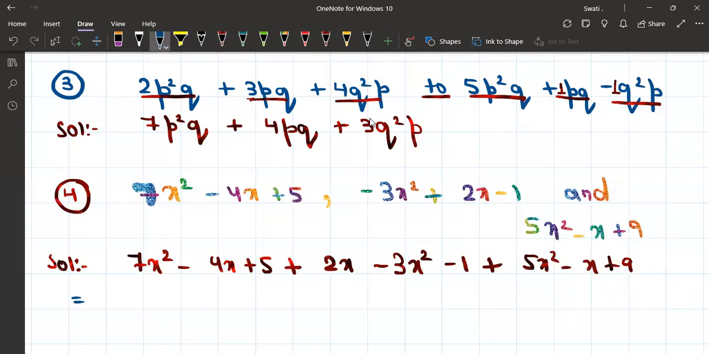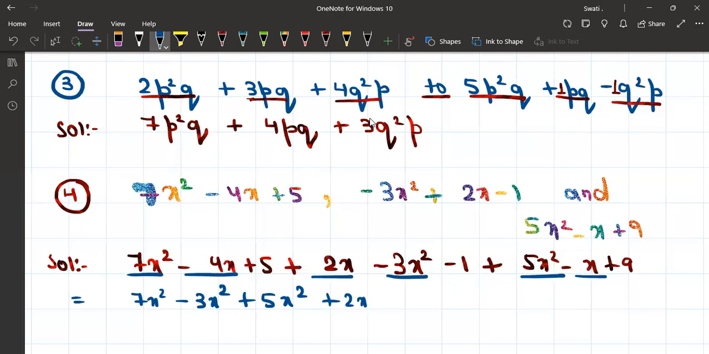So here clearly this 7x squared. I'm not skipping any step here. So 7x squared minus 3x squared plus 5x squared. These are all similar terms, so I've written them together. Next is minus 4x plus 2x and minus x. So I'm writing plus 2x first and then minus 4x and then minus x. And then I have plus 5 minus 1 plus 9. So I'm writing plus 5 plus 9 and then minus 1.